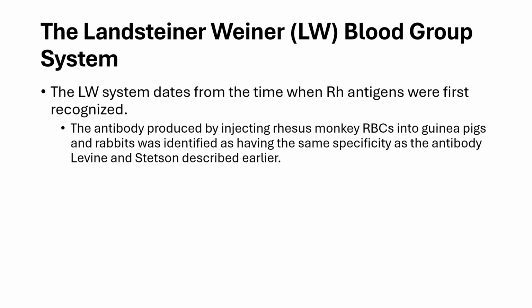The Landsteiner-Wiener blood group. So this system was identified around the same time as the Rh antigens when they were first discovered. The antibody associated with the Landsteiner-Wiener system was initially produced by injecting rhesus monkey red blood cells into guinea pigs and rabbits. This antibody was found to have the same specificity as an antibody described earlier by Levine and Stetson, linking Landsteiner-Wiener to Rh in terms of historical discovery.